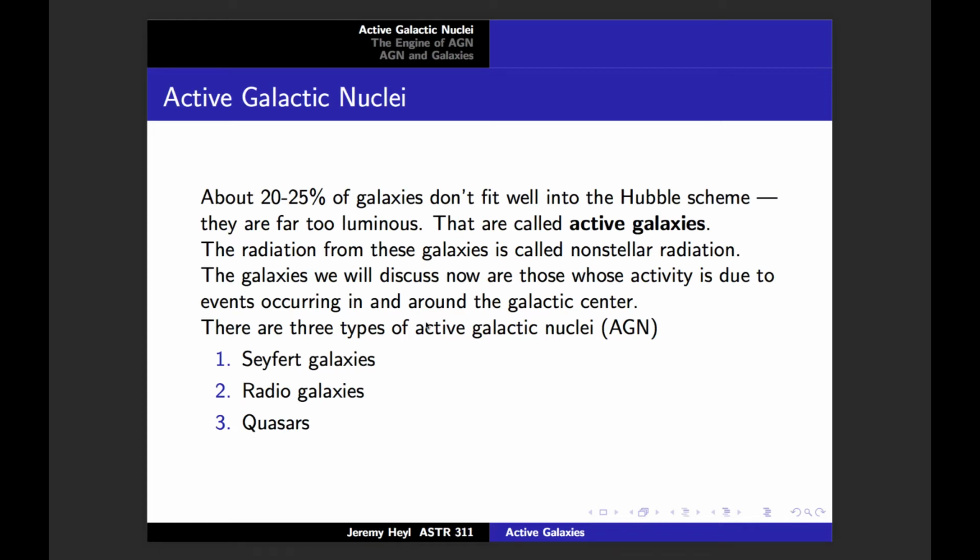They're much too bright. And this extra radiation is non-stellar, which just means it doesn't come from stars. So it's almost like saying it's extra. Invariably, it comes from activity near the center of the galaxy. And we talk about three different types, maybe for historical reasons: Seyfert galaxies, radio galaxies, and quasars.